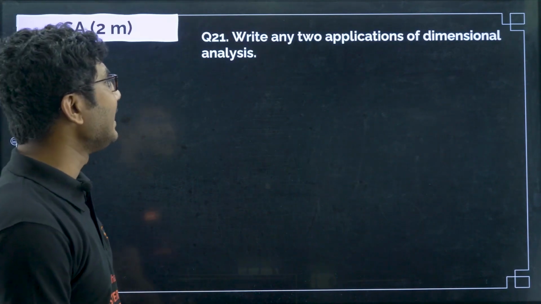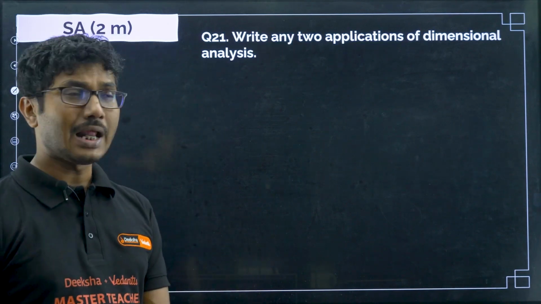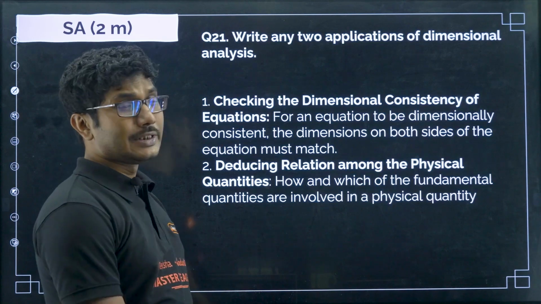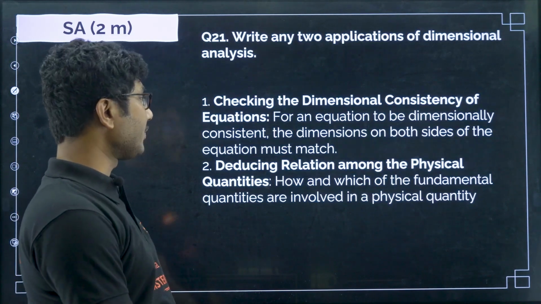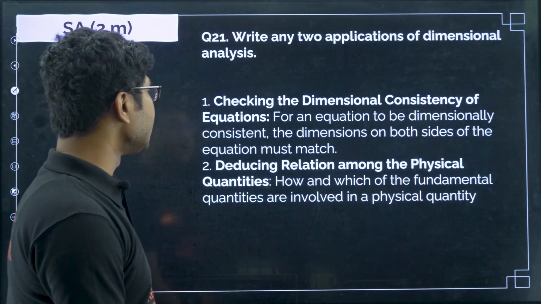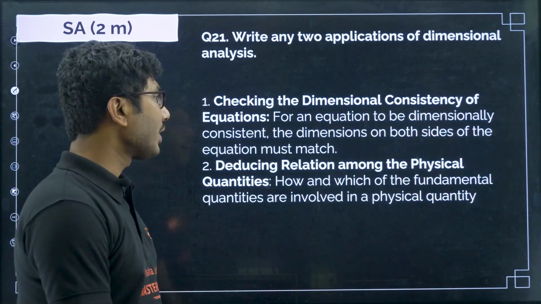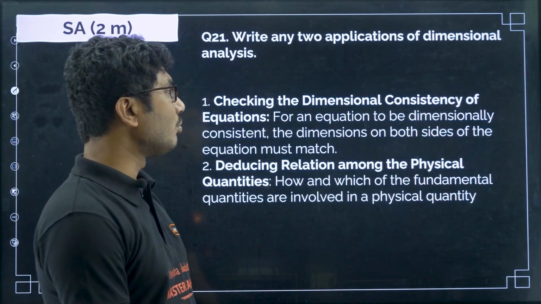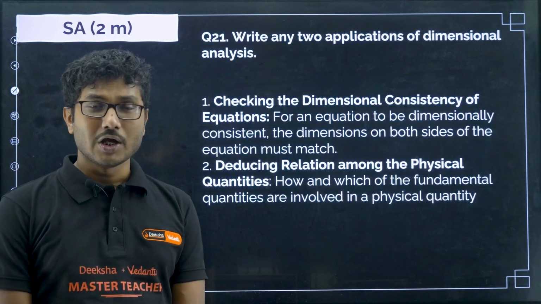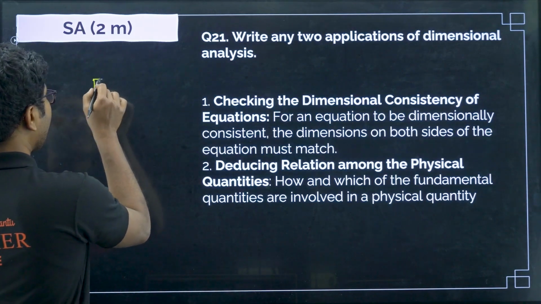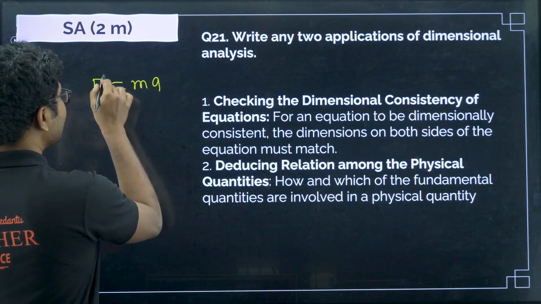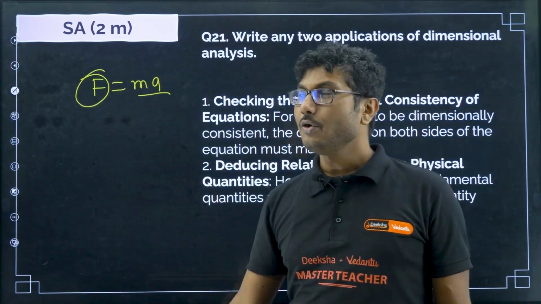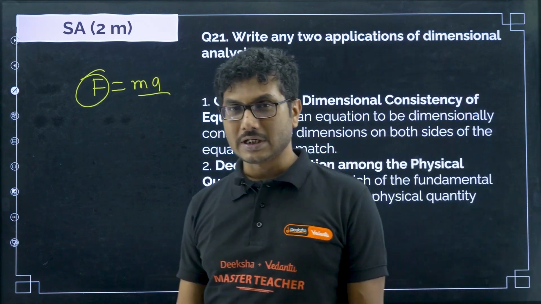Next is: write any two applications of dimensional analysis from the first chapter, units and dimension. Let us see. How can we use dimensional analysis? There are 2 points. First of all, checking the dimensional consistency of equations. For an equation to be dimensionally consistent, the dimensions on both sides of the equation must match. So, if I say force equals ma, then whatever dimension is on the left hand side, the same should be on the right hand side as well. This is what is called dimensional consistency.